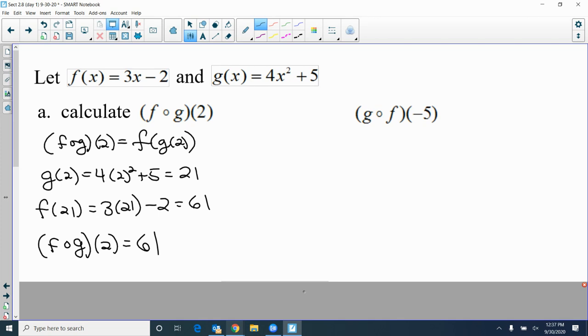All right, move over to the right there. Right small. G of f of -5. G of f of -5. So find out what f of -5 is. If you think you know what you're doing, figure it out. If you're not sure, I'll go through it with you.